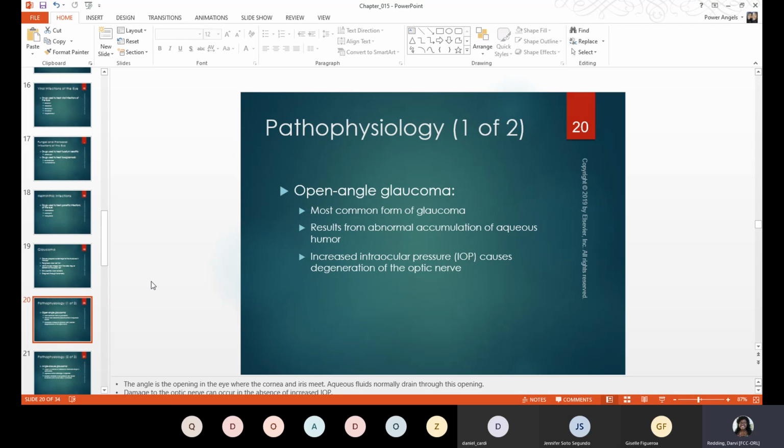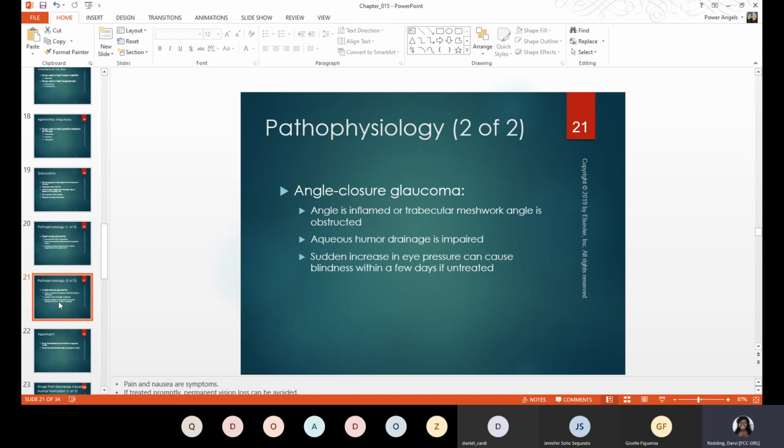So as we learned about the pathophysiology of open angle glaucoma, we'll continue to learn about the other form of glaucoma, and that's angle closure. Angle closure glaucoma is where the trabecular meshwork angle is obstructed. With angle closure glaucoma, the aqueous humor drainage is impaired, so it's not working properly.